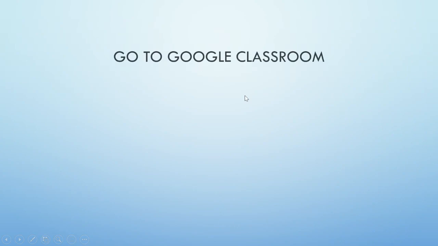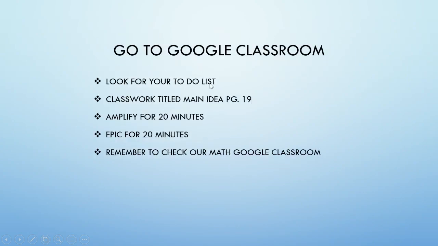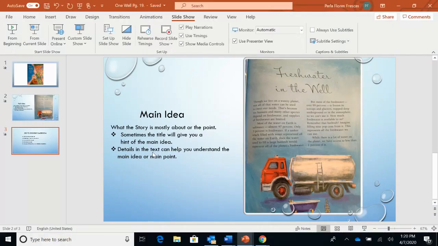Now, what do you need to do next? Well, you need to go into Google Classroom. You need to look for your to-do list. You need to do the classwork titled main idea, page 19. Log into Amplify for 20 minutes. Do Epic for 20 minutes. And remember to check our Math Google Classroom.